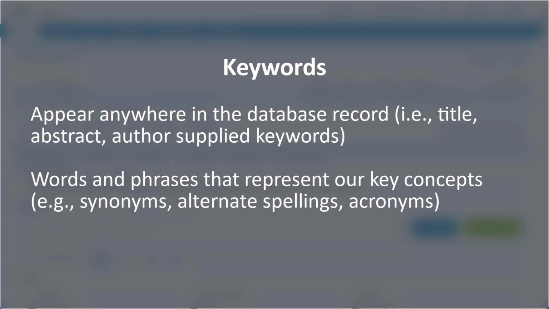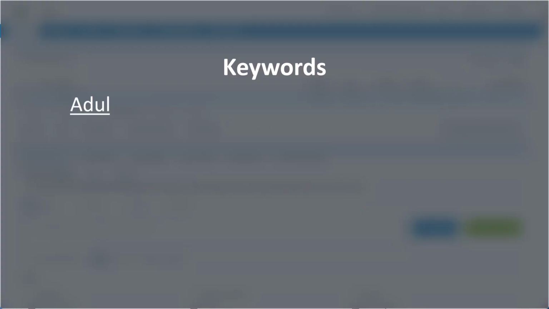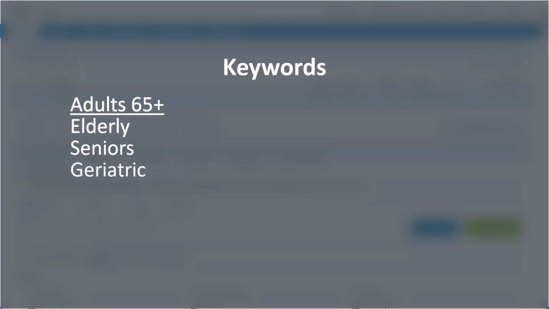Just like how you and I may use different words or phrases to describe the same thing, authors also differ in the keywords and phrases they use in their articles. So when developing keywords, we want to think of all the words or phrases that could represent our concept of interest. For our first concept of adults over the age of 65, some of the keywords we could try include elderly, seniors, or geriatric.